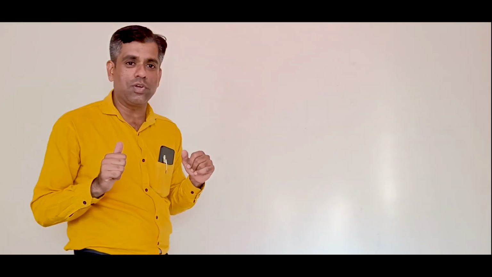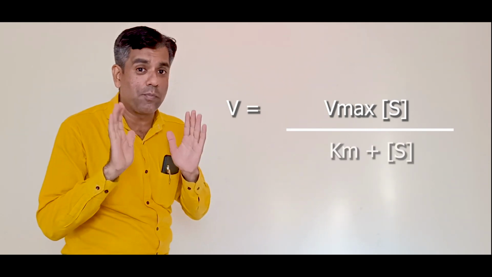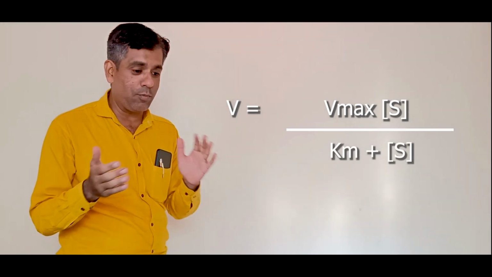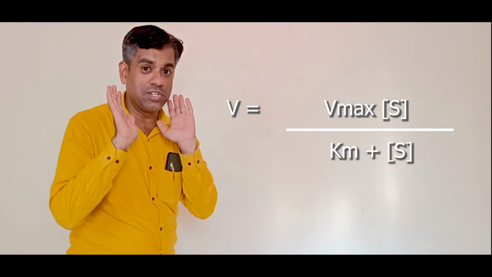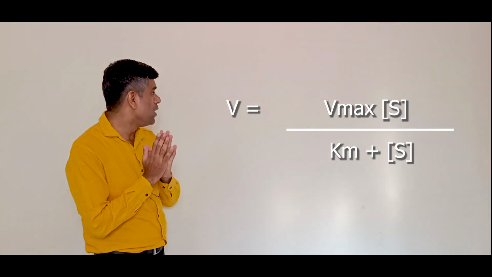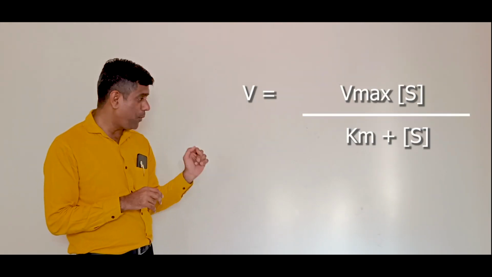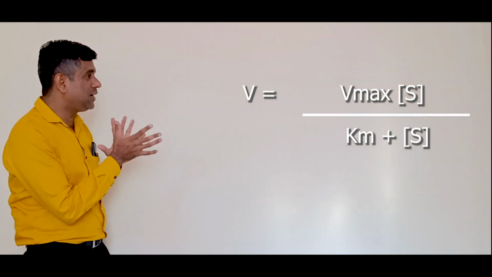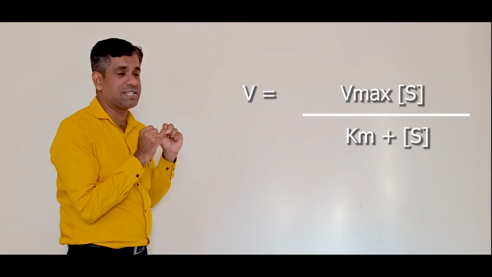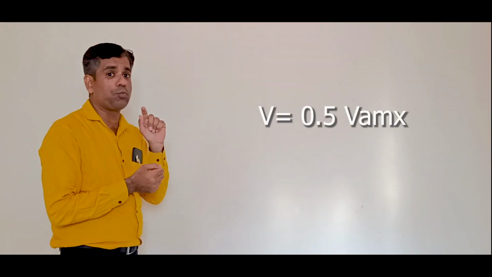Anyway, after the entire derivation there, we come up to the equation V0 is equal to Vmax into S upon Km plus S. All biochemists, enzymologists and students who are preparing for various entrances should be well versed with this equation. So let me repeat: V0 is equal to Vmax into S upon Km plus S. Here it goes. What would be the value of substrate concentration in terms of Km, they have asked, when this velocity is 0.5 Vmax.